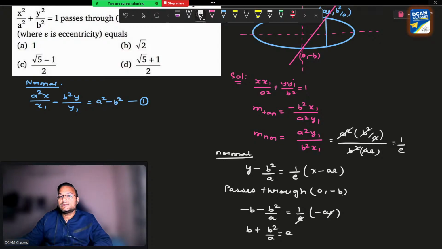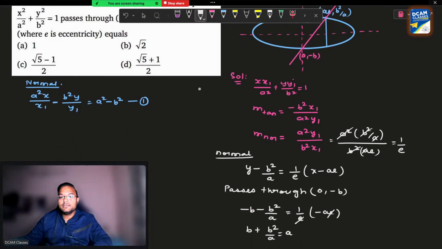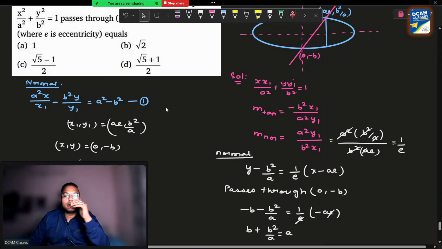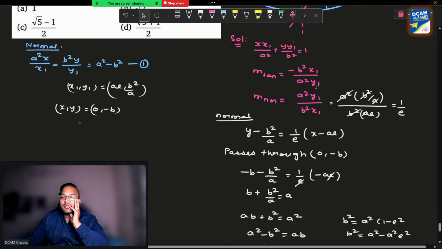It is passing through this point. Here x1, y1 is ae comma b square by a. Just put it, and then this passes through 0 comma minus b. So x, y should be 0 comma minus b. These three things only you have to do, if you remember the equation of normal. Otherwise, what I did, I found out the slope of tangent, then slope of normal, because I knew you will forget the equation of normal. That's why I did not solve using this shortcut way.